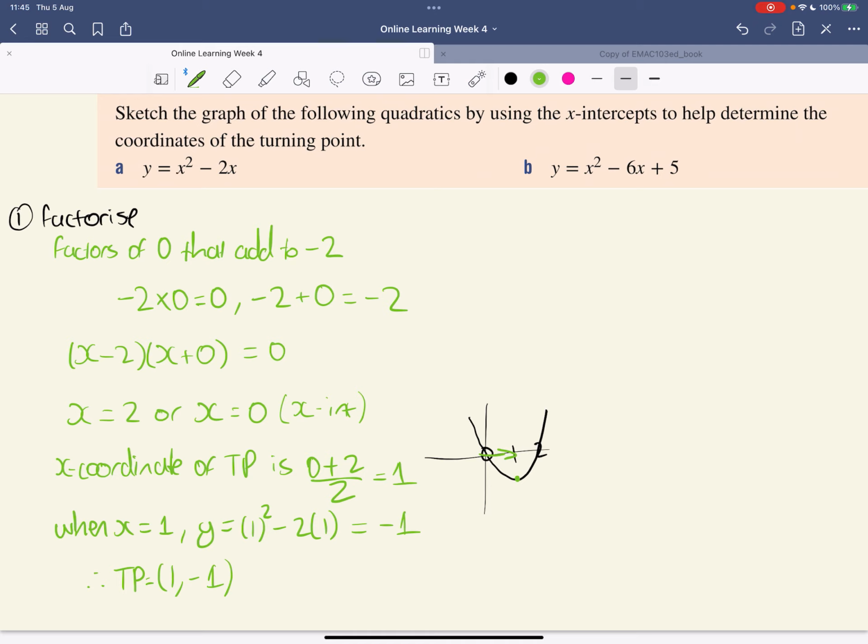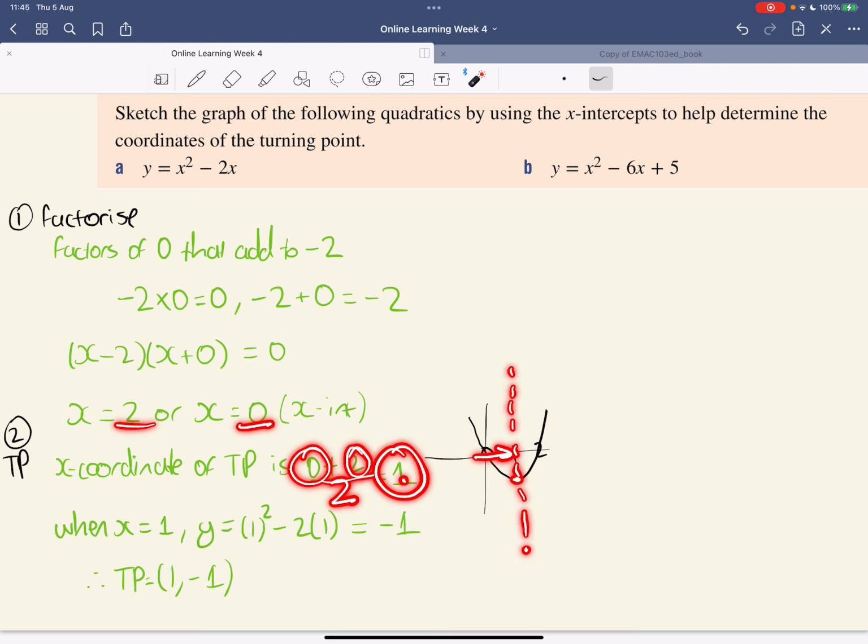All right, so let's think of the steps that we took so far. So step 1, we factorized, and then step 2 is we find the turning point. We do that by first adding our two x-intercepts together and then dividing by 2 to get the x-coordinate of the turning point, which we also call the axis of symmetry.